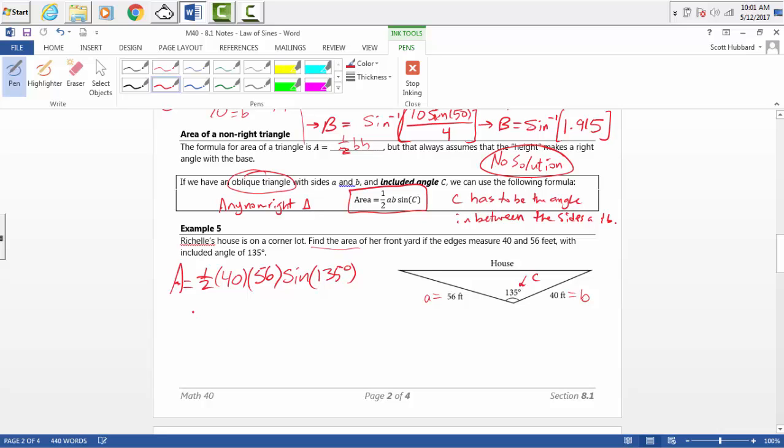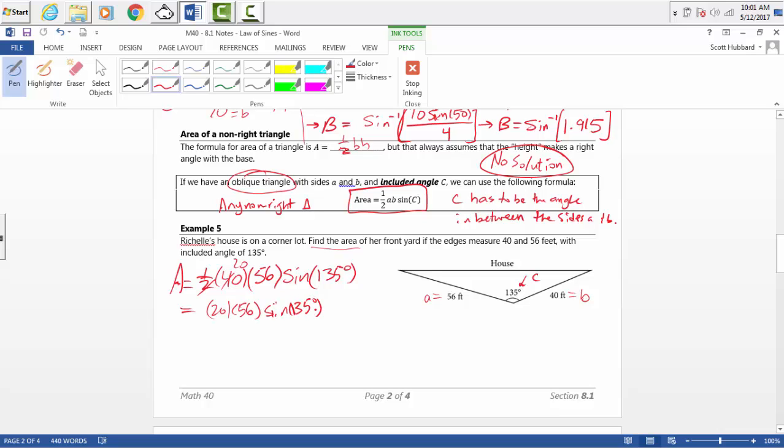So that's pretty rad because not always are you going to be able to figure out what the base and the height are for a triangle. A lot of times it's easier just to measure the sides and then take a protractor or a compass to find the angle in between. So this is going to be 20 times 56 times sine 135.